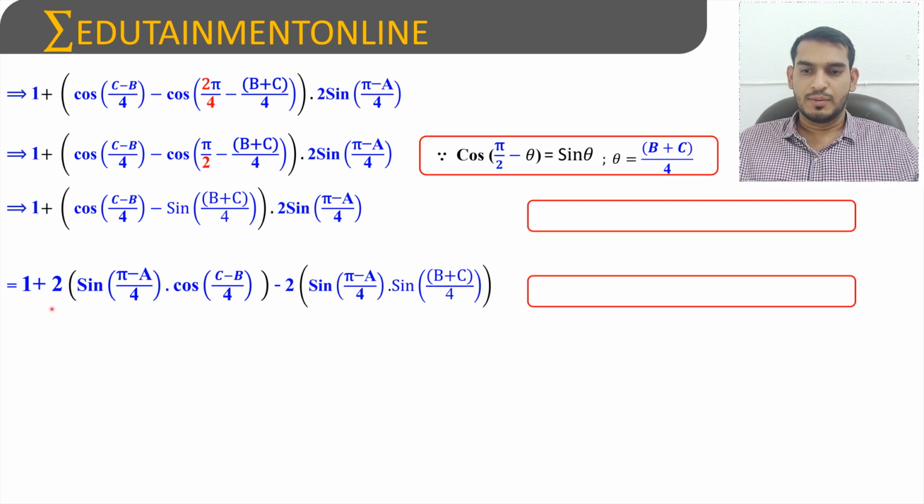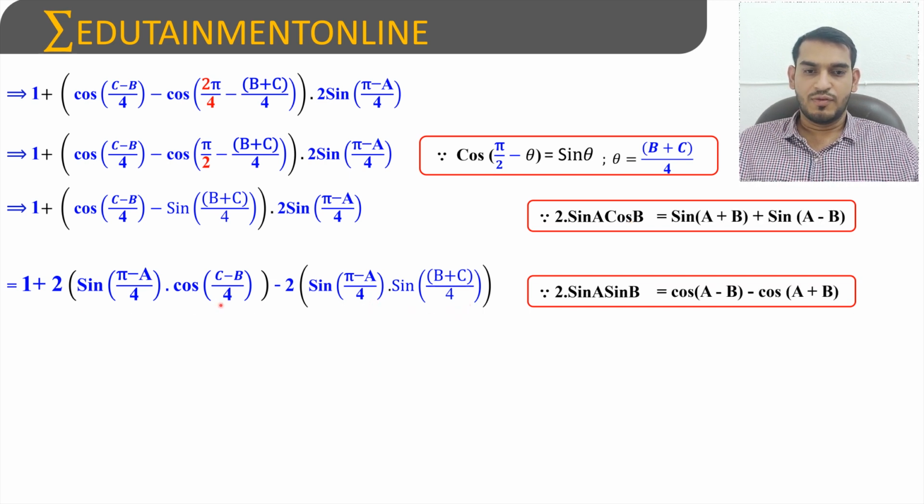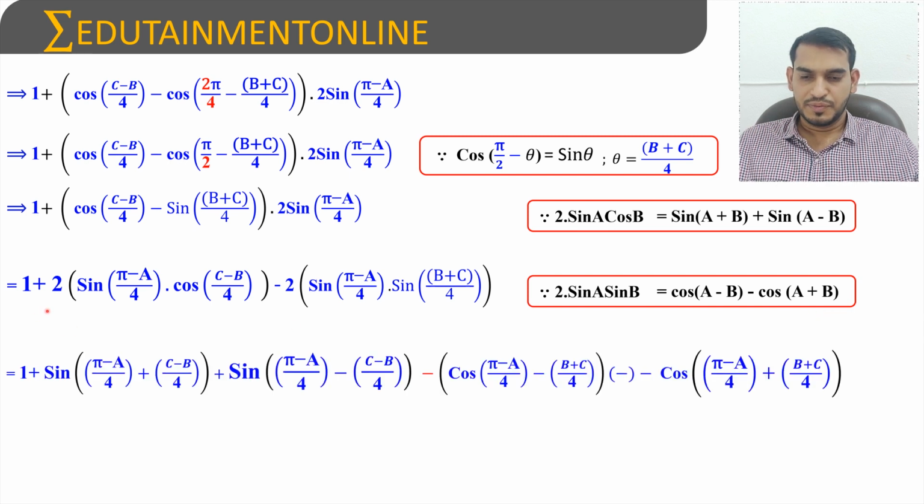Now we have two terms. First term is 2 into sin((π − A)/4) into cos((C − B)/4). And the second one is 2 into sin((π − A)/4) into sin((B + C)/4). The first term is in the form of 2 sin A cos B and the second one is in the form of 2 sin A sin B. So the formula for 2 sin A cos B is sin(A + B) + sin(A − B). And the formula for the second one, which is 2 sin A sin B, is cos(A − B) − cos(A + B).